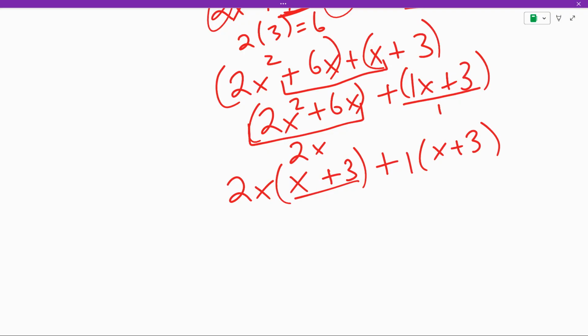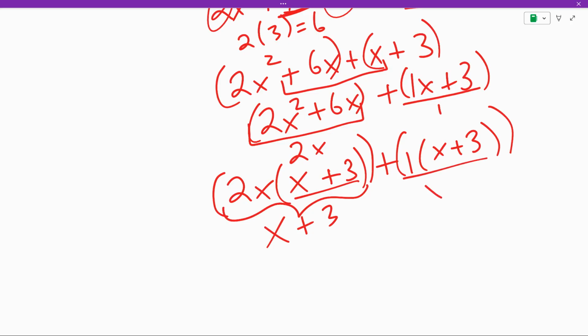Now, if we look at these two terms, because this is one whole expression and this is another expression, we could factor out x plus 3 from both of these terms.